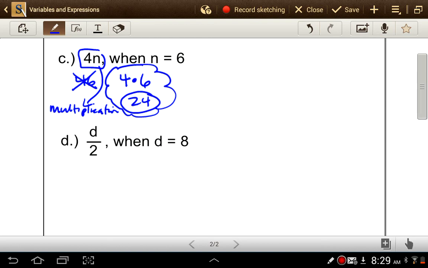Right? In example D, D divided by 2 when D equals 8. So again, I substitute the 8 in for the D. So that's 8 over 2. Remember that stands for division. 8 divided by 2. 8 divided by 2 is 4. So my final answer is 4. You have to remember that that fraction bar stands for division. Okay? So that's example 1. If you need to pause, go ahead. Otherwise, I'll be moving on to the last example.